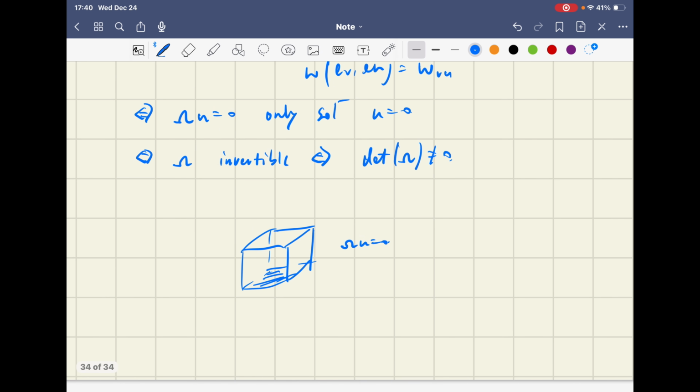Why is that? Because if all the points on this plane satisfy this equation, you're destroying this cuboid into a rectangle, and that means you're turning a 3D thing into a 2D thing, and that is not compression, stretching, or rotating. You're kind of destroying the geometric object. So this is not invertible, and that does not meet the requirement.